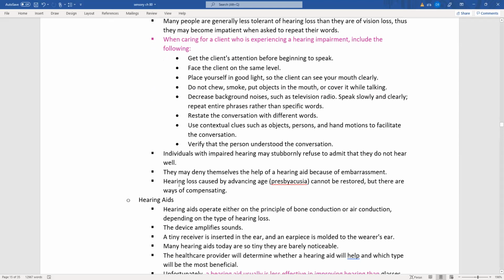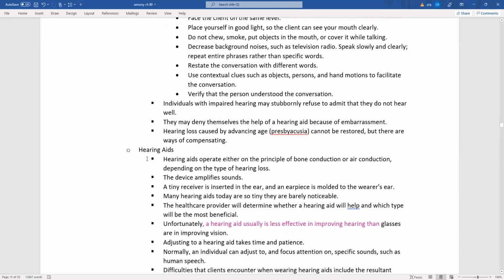I hope I'm approved. Hearing loss caused by advancing age, they ain't got nothing to do with my age, because baby, I'm in my 30s. Which is called presbycusis. I know that I messed that word up, but y'all put it in Google and learn how to pronounce it. Hearing loss caused by advancing age cannot be restored, but there are ways of compensating, okay?